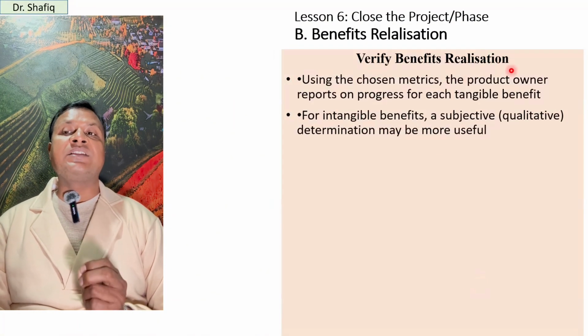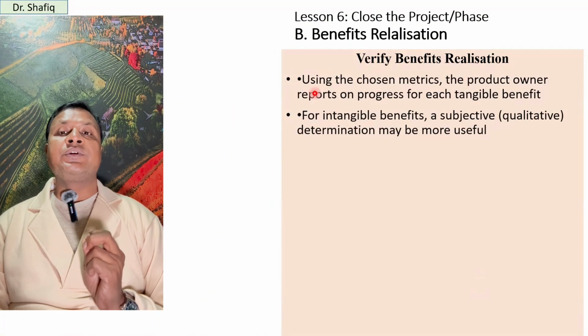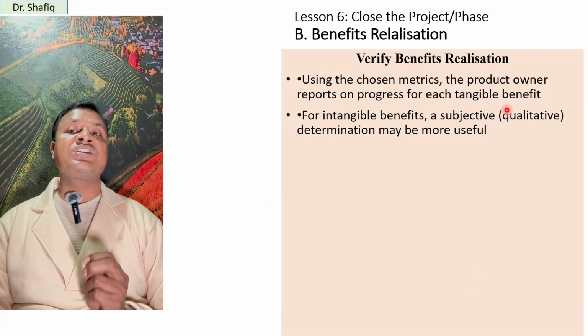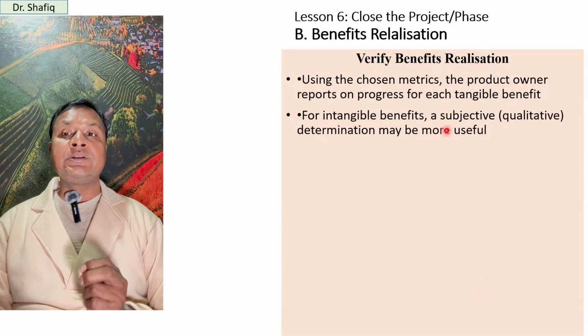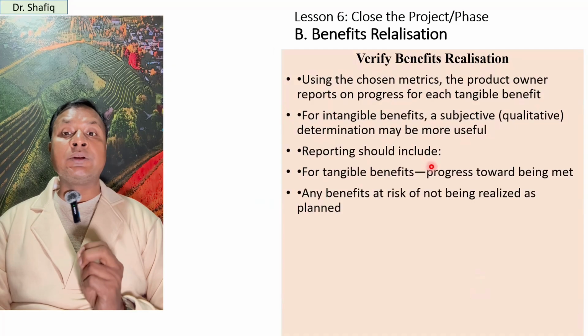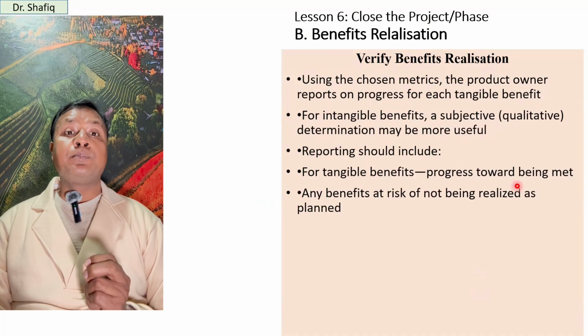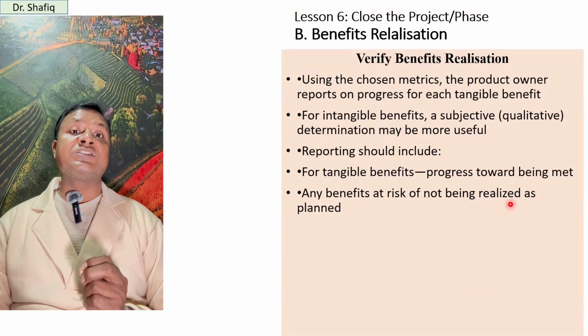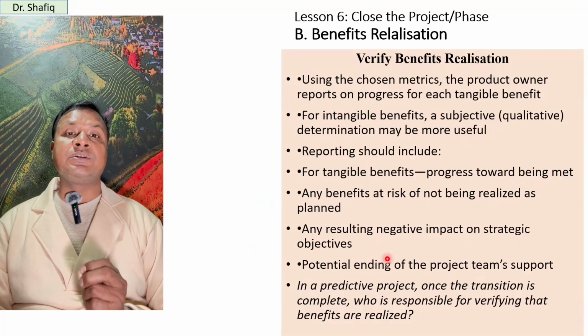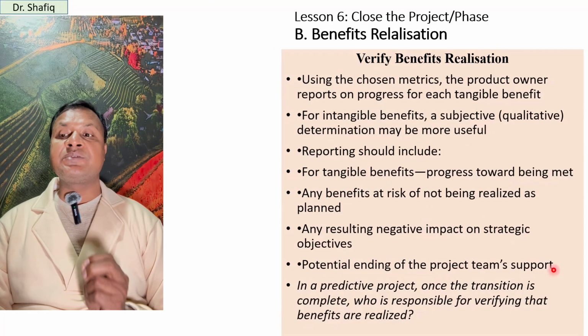So we should verify the benefit realization. We can be using the chosen metrics. The benefit owner reports on progress for each tangible benefit. For intangible benefits, a subjective qualitative determination may be more useful. Reporting should include, for tangible benefits, progress toward being met, or any benefits at risk of not being realized as planned, any resulting negative impact on strategic objectives, and potential ending of the project team's support.